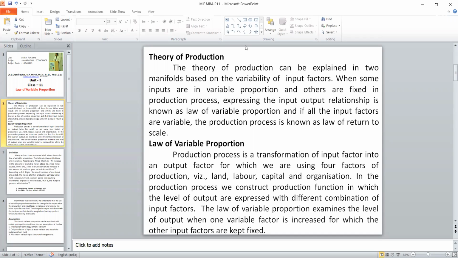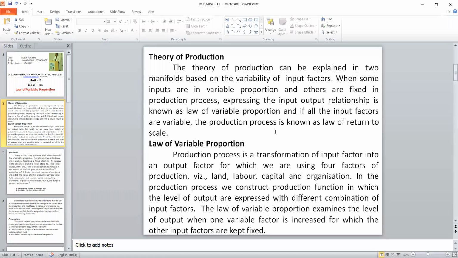As far as this theory of production is concerned, there are two theories. One is called law of variable proportion. The another one is called law of return to scale. Our syllabus covers only the first theory, law of variable proportion. When some inputs are variable proportion and others are fixed in the production process, that output input relationship is known as law of variable proportion.